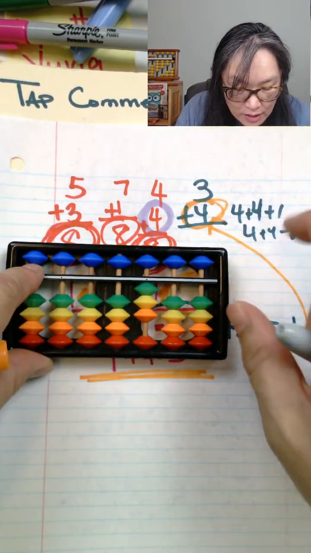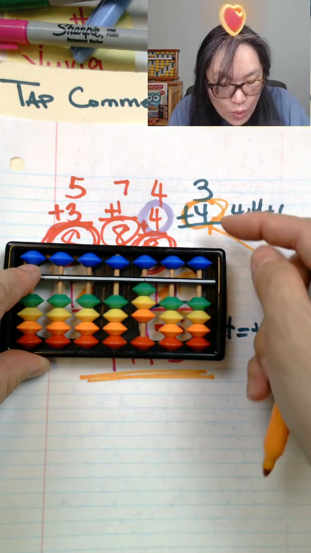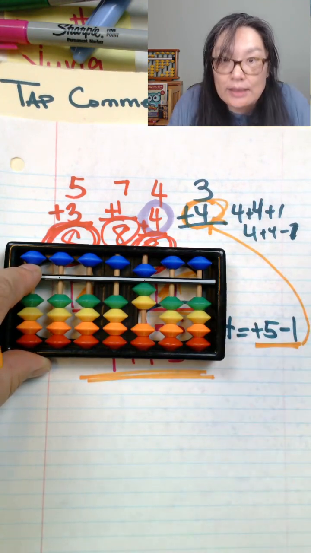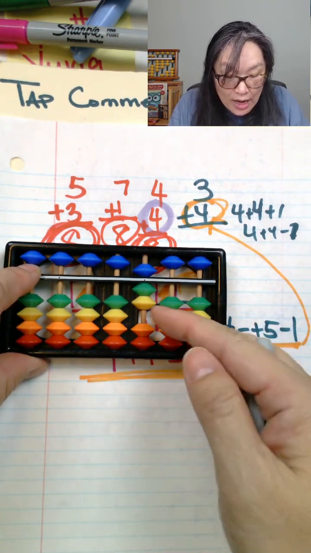So going to here, I already know how to plus the 4. When I add the 4, all I got to do is plus the 5 and take away the 1. And that's it. Right? So now my answer is 7.